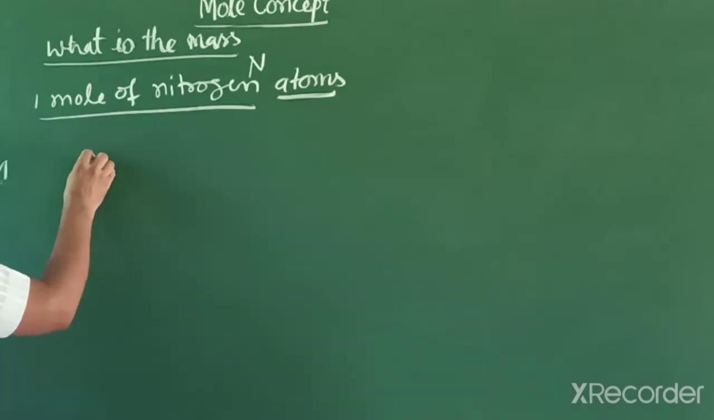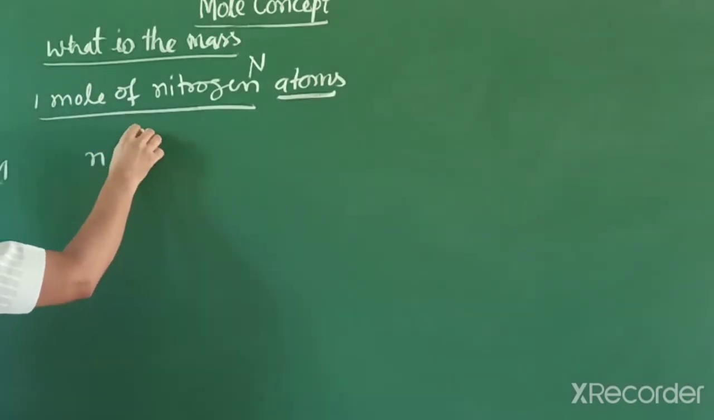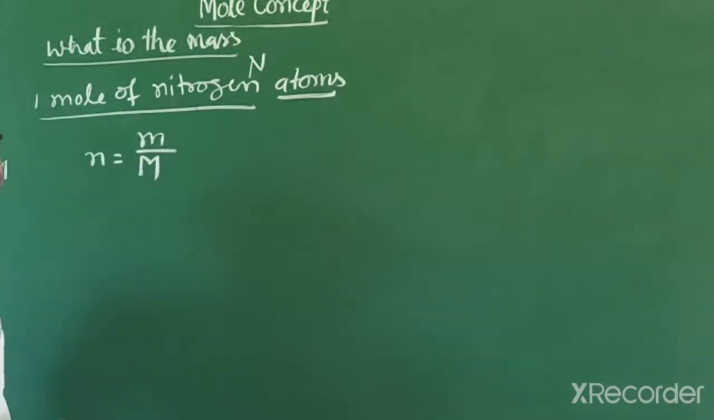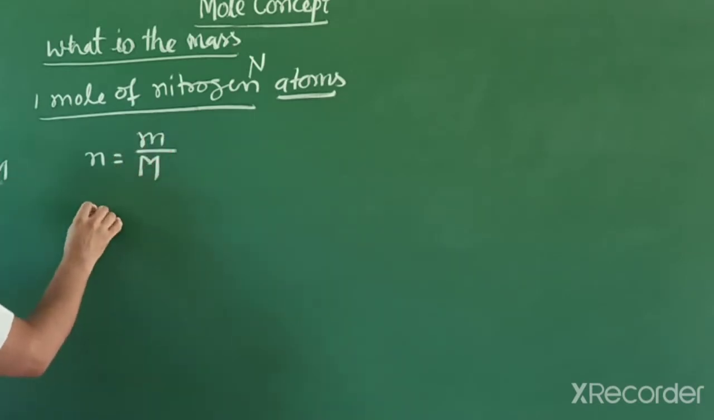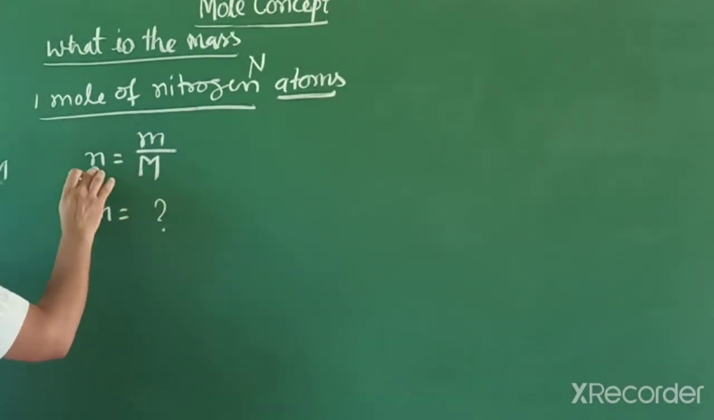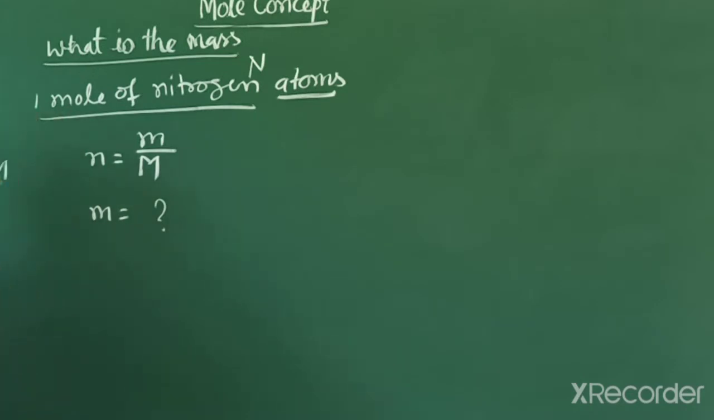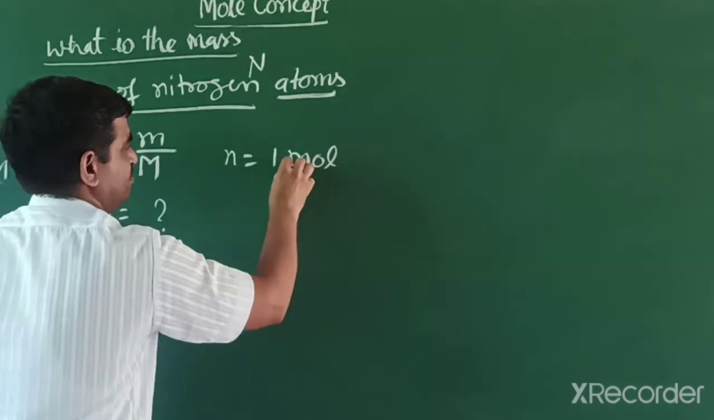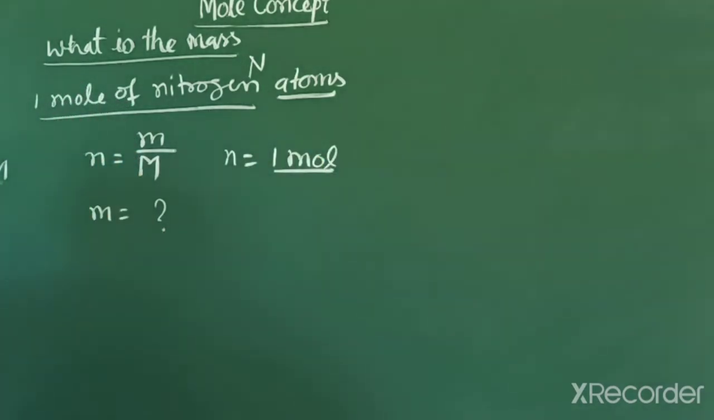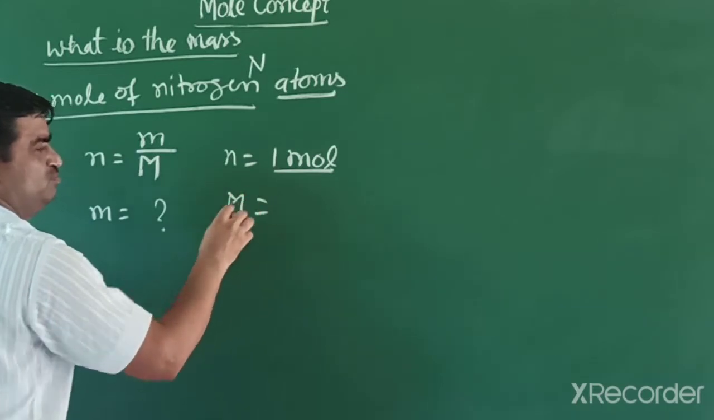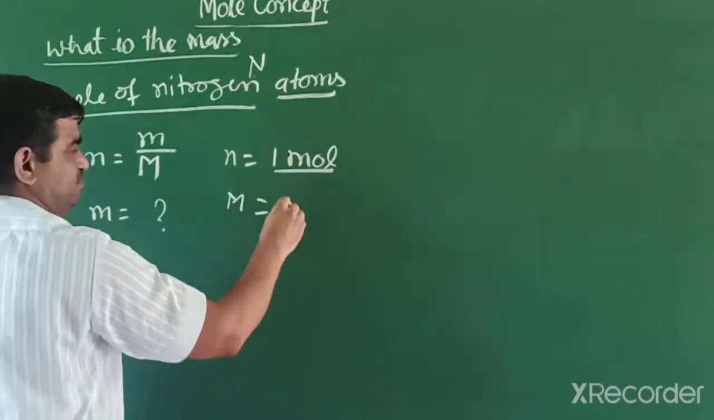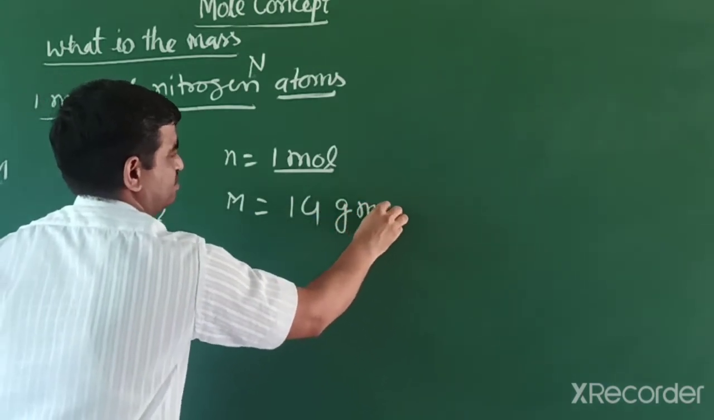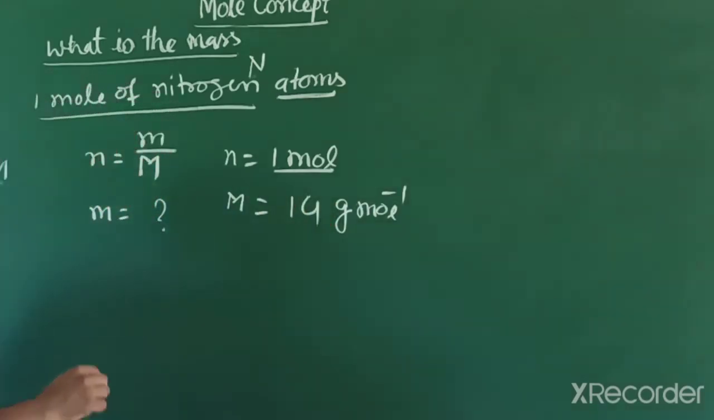So we want to find out mass. First you write the formula, n is equal to small m divided by capital M. What do we have to find? We want to find small m. n is given, n is equal to 1 mole. And molar mass we have to find; atomic mass is 14 u. If you write 14 gram mole inverse, that is the molar mass of nitrogen.